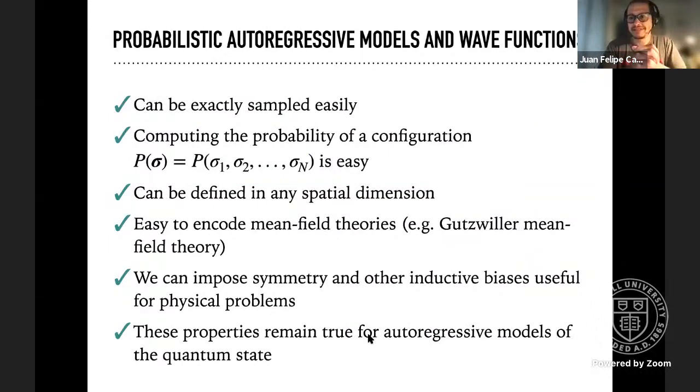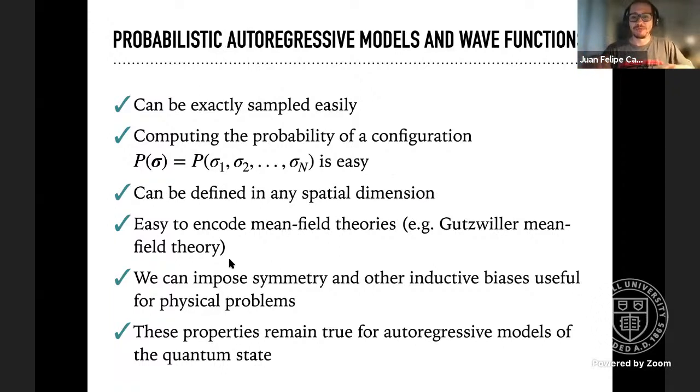And so these models are very interesting, and they have a lot of advantages in my opinion. For instance, they can be sampled exactly and easily. You can compute the probability of any configuration sigma easily, because they are usually normalized, so you don't have to deal with a partition function of the model and so on. They can be defined in any spatial dimension.